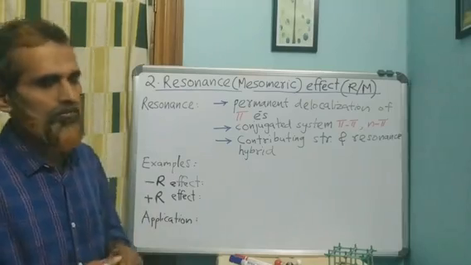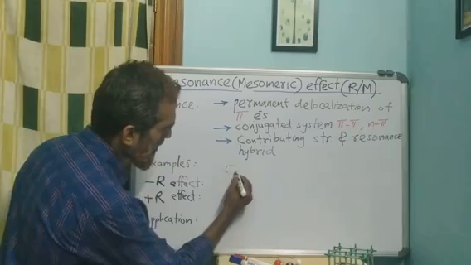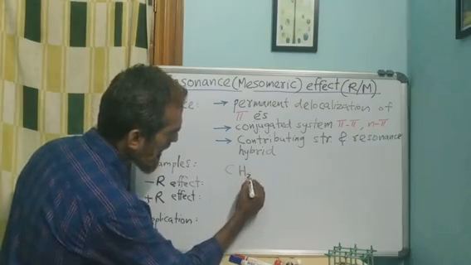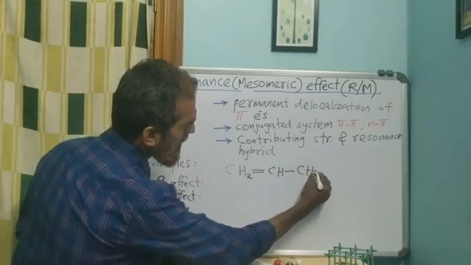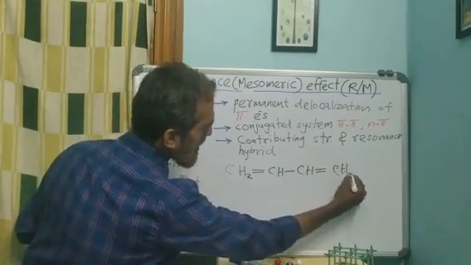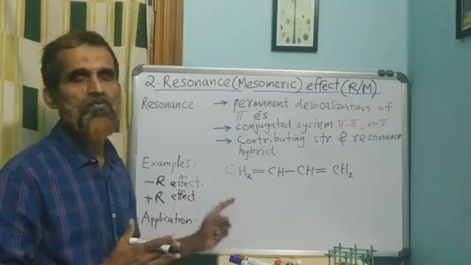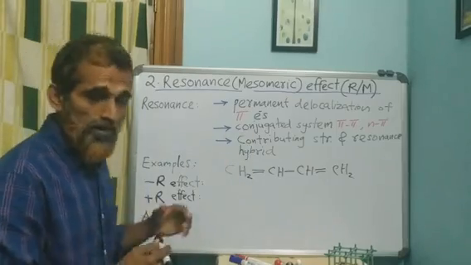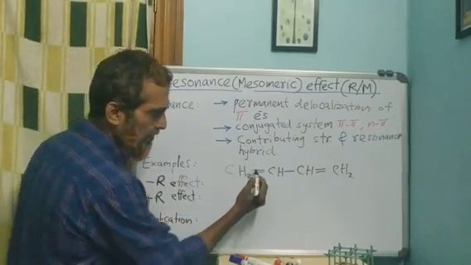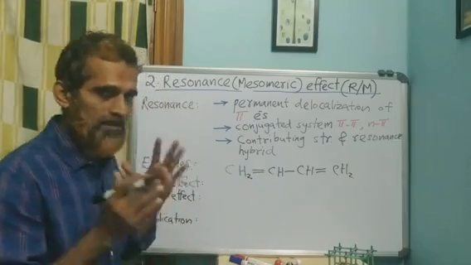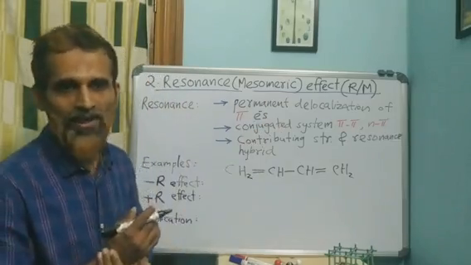We will go to examples now, starting with butadiene, buta-1,3-diene, CH2 double bond CH, single bond CH, double bond CH2. This is a conjugated system, alternate single and double bond, which is the right position for resonance to occur. We make use of curved arrows for showing the movement of electrons. What happens here? The pi bond is weak. Pi electrons are loosely held. That's why they get delocalized, right?